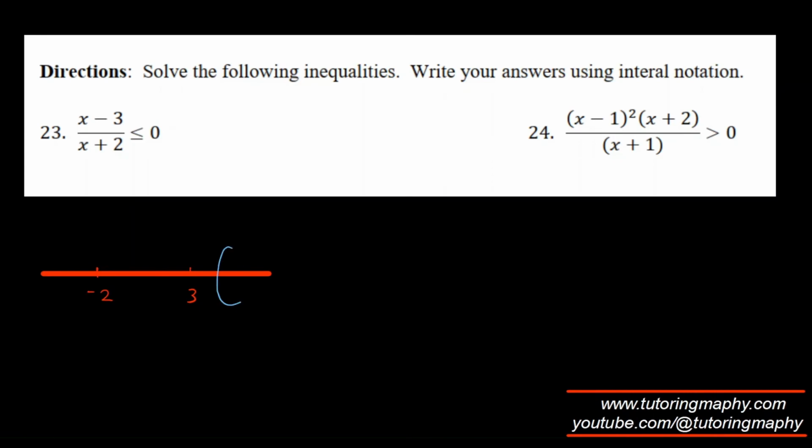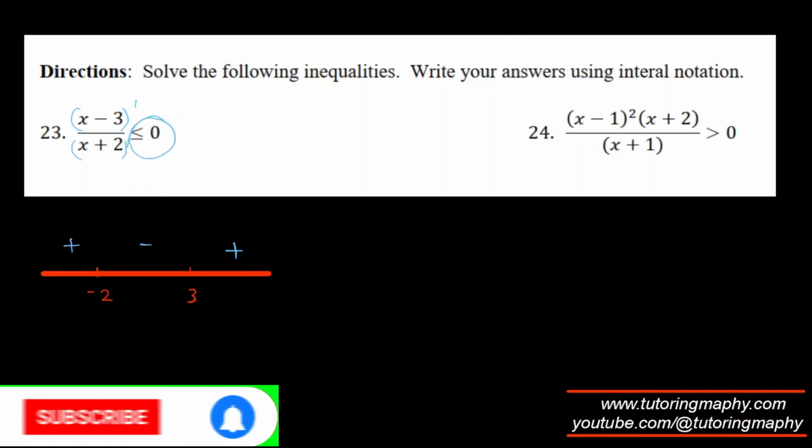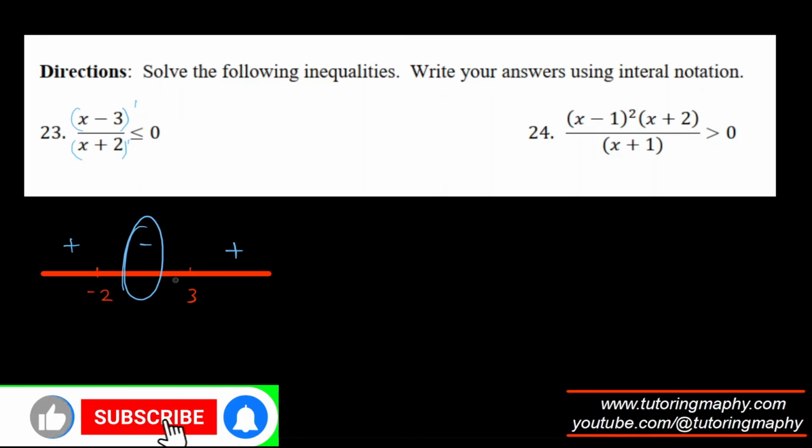Then we'll choose numbers. For example, any number greater than 3 that you like, maybe 100. So 100 minus 3 positive, 100 plus 2 positive. So this is positive. And if you remember, we learned a shortcut that if all the powers of the factors are odd, then you just toggle the signs. This is with the power of 1, this is with the power of 1. So this is plus, minus, plus. We want less than or equal to 0, which is definitely this.